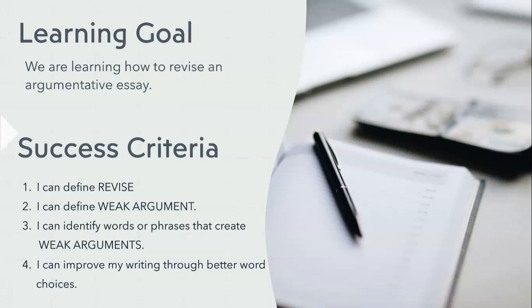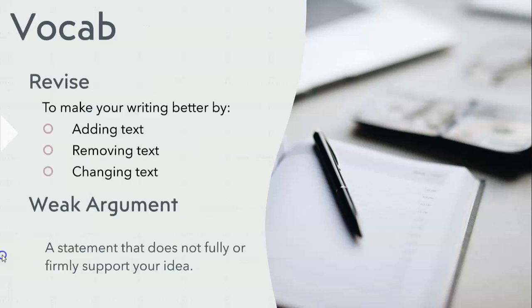All right, let's take a deeper dive and see exactly how we're going to revise an argumentative essay by looking at vocabulary. Remember, we've talked about the revising step in the writing process. Revise means to make your writing better by adding text, removing text, or changing text. But we want to avoid correcting things like punctuation or spelling or grammar or anything like that. We are just really concerned with things like word choice, phrasing, and the organization of our paper during the revising step.